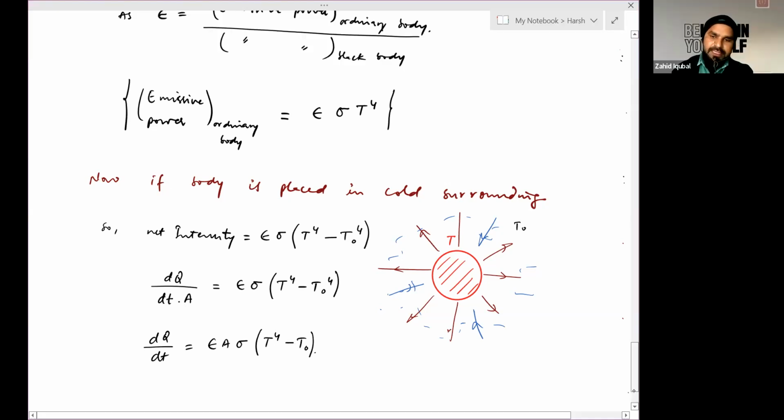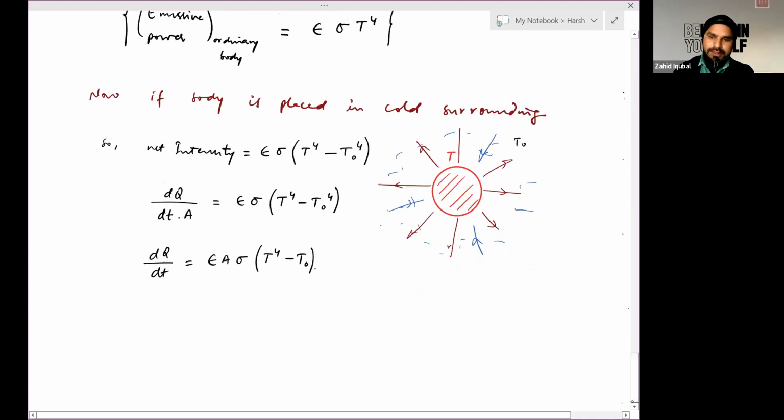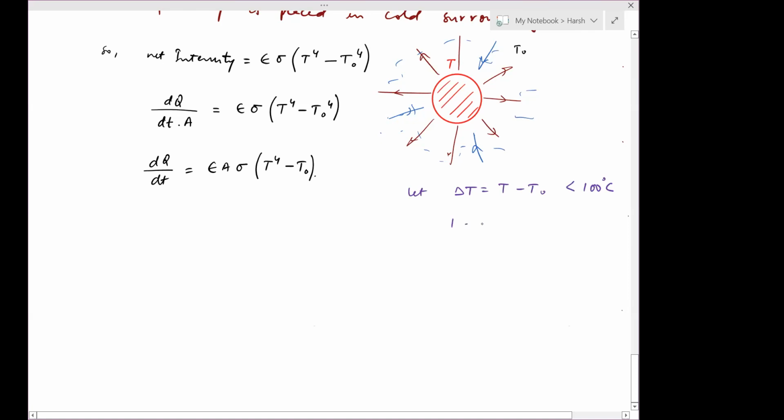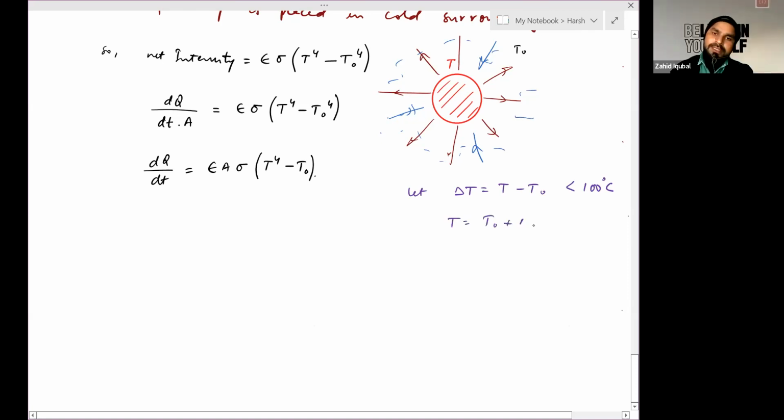Now we have to calculate from this part if temperature difference is less than 100 degrees. Let delta T is equal to T minus T naught, which is less than 100 degrees Celsius. So T will be T naught plus delta T. Put this part in this, you will get epsilon A sigma. In place of T, we may write T naught plus delta T, whole to the power 4, minus T naught to the power 4.